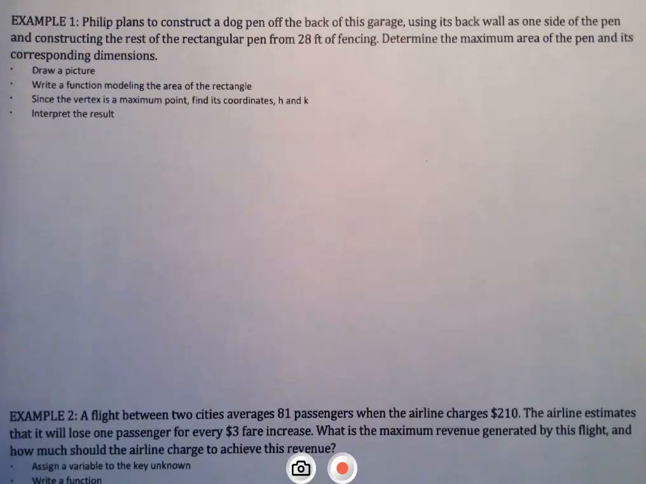So our first things here, because our setup is a little bit different, I've started typing up our notes in hopes of that being a little quicker. So the first kind of thing to help us out is to draw a picture. These are kind of the hints to walk us through the problems. So let's draw a picture. He's going to use the back wall as one side of the pen, so I'm just going to draw a line and label it as wall. And we want a rectangular pen, right?